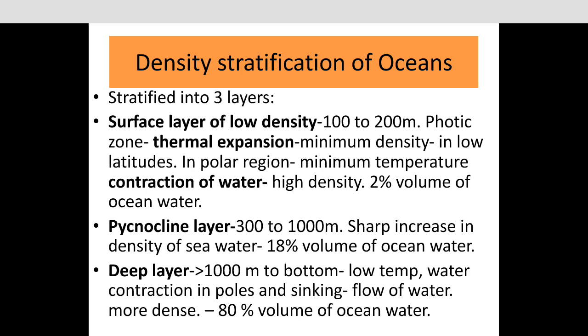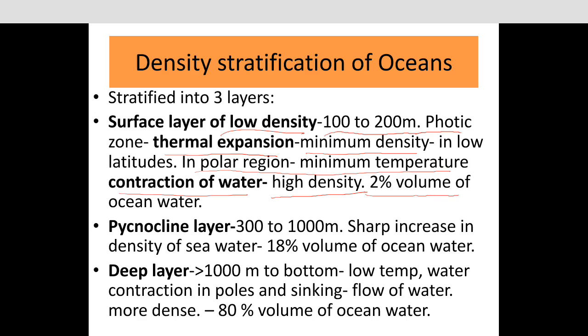And for density stratification of oceans, we can classify depending upon the density into three layers. The surface layer of low density, which is about 100 to 200 meters, is also called the photic zone, because here thermal expansion occurs. Because of thermal expansion, minimum density is there, because in low latitudes the volume of water expands in this region, whereas in the polar region the minimum temperature is there. Because of that, contraction of water occurs, so the high density will be there.